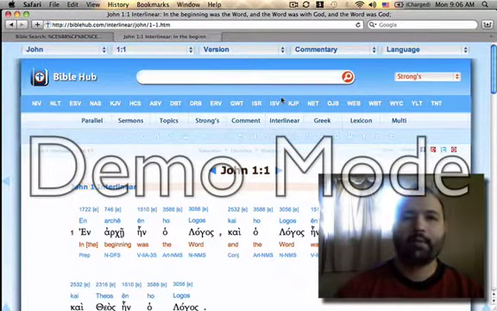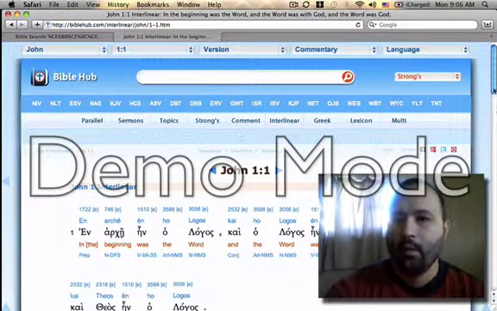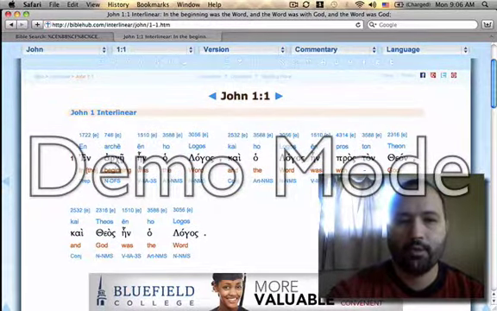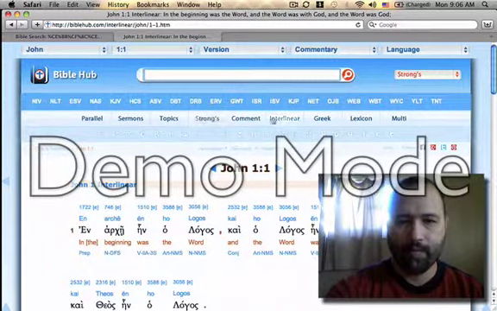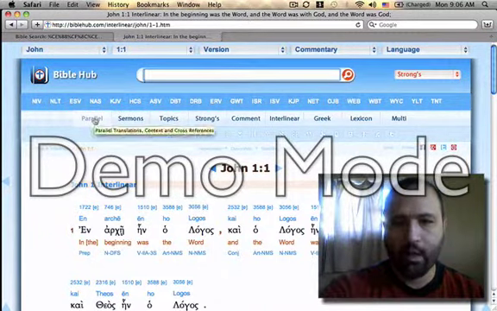Interlinear, remember we went over this in our previous lesson. Here it is, the direct English translation under the Greek. Alright? This is all fantastic stuff, take advantage of it. Commentary, Strong's Concordance, topics, sermons, all that's there.